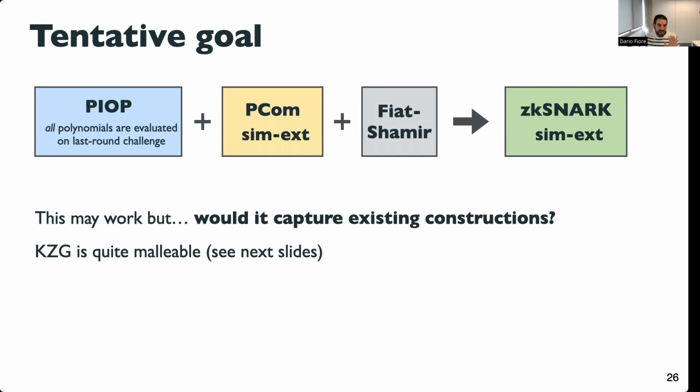Now, this recipe may work. Honestly, we didn't prove it in our work. But the problem, and this was also our interest, is that it would not capture existing constructions. Why? Because many constructions that we know rely on this KZG polynomial commitment that is quite malleable, and I'm going to show some malleability attacks in the next slides. So that would be a problem, because this goal would not stand, as this assumption is not satisfied by several instantiations.